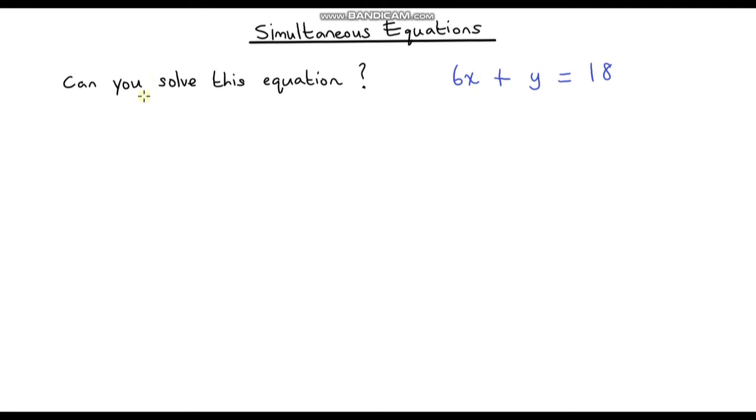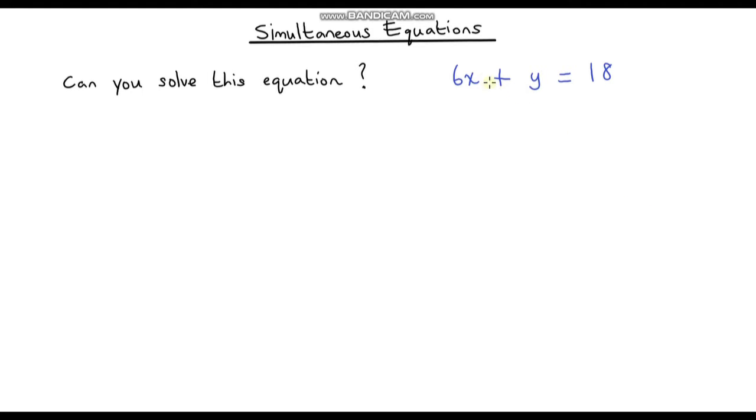So the first thing I would like you to do is just have a look at this equation in blue and think about, can you solve this equation? So we've got 6x plus y equals 18. So can we solve this equation? Now the answer to that is no. And the reason for that is because there are actually an infinite number of solutions to this equation. Okay, there's not just one value for x and y that would work. There are an infinite number of values.